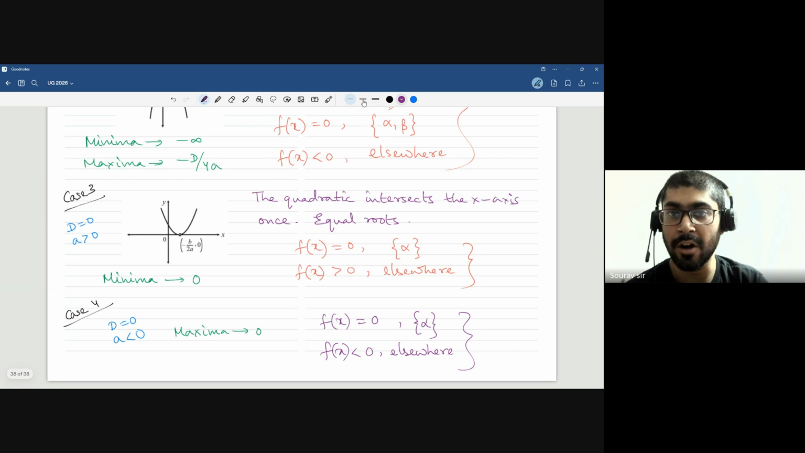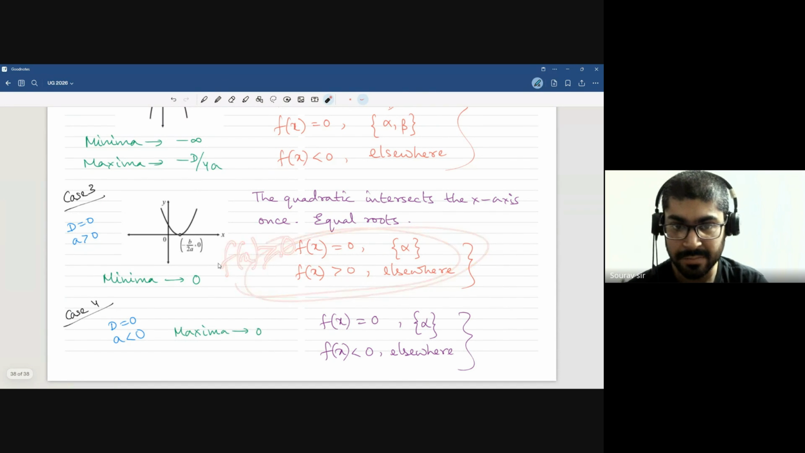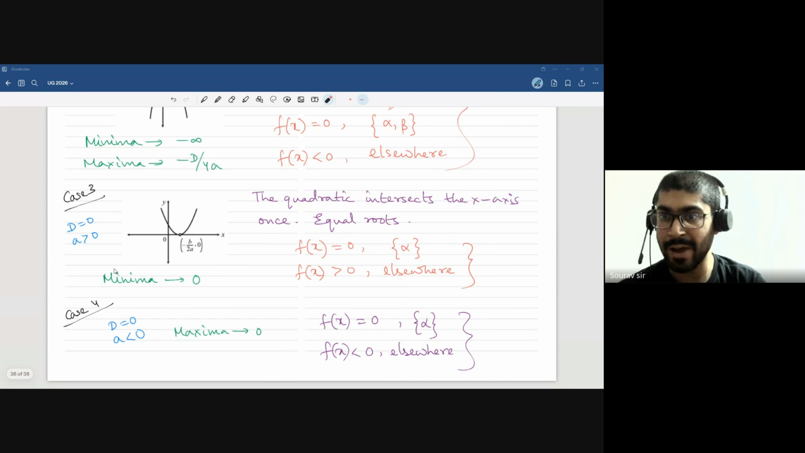Okay. So overall, this one is combined always greater than or equal to 0. So if you have to find a quadratic expression that is always greater than or equal to 0, you can construct something like that. Similarly, case 4 you can construct where it will be always less than or equal to 0.